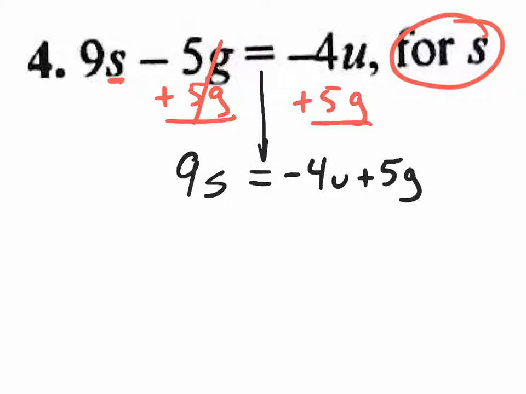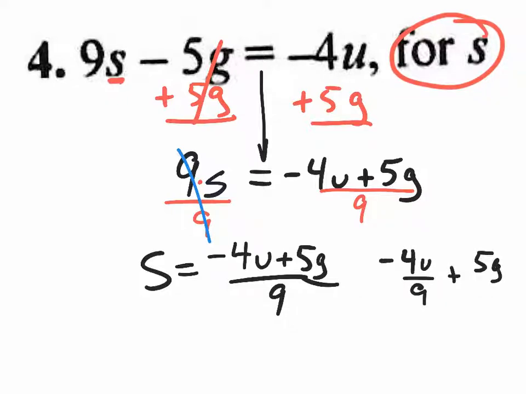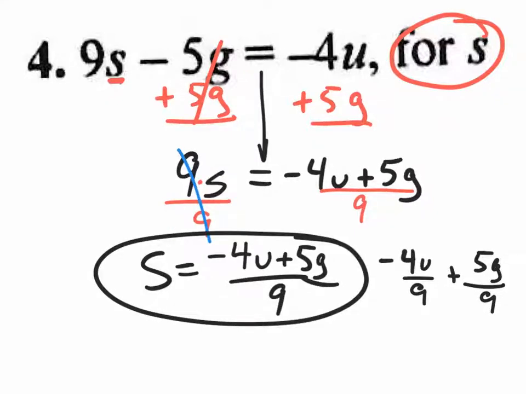So I almost have s by itself. All I need to do is one more thing. What is that other thing? Divide by 9, right? It's really a times 9, so we're going to divide by 9. Divide the whole thing by 9, and guess what? We're done. S equals negative 4u plus 5g, all divided by 9. Another way of writing it would be negative 4u over 9 plus 5g over 9, and that's perfectly acceptable also, but I'm going to just leave it like that.